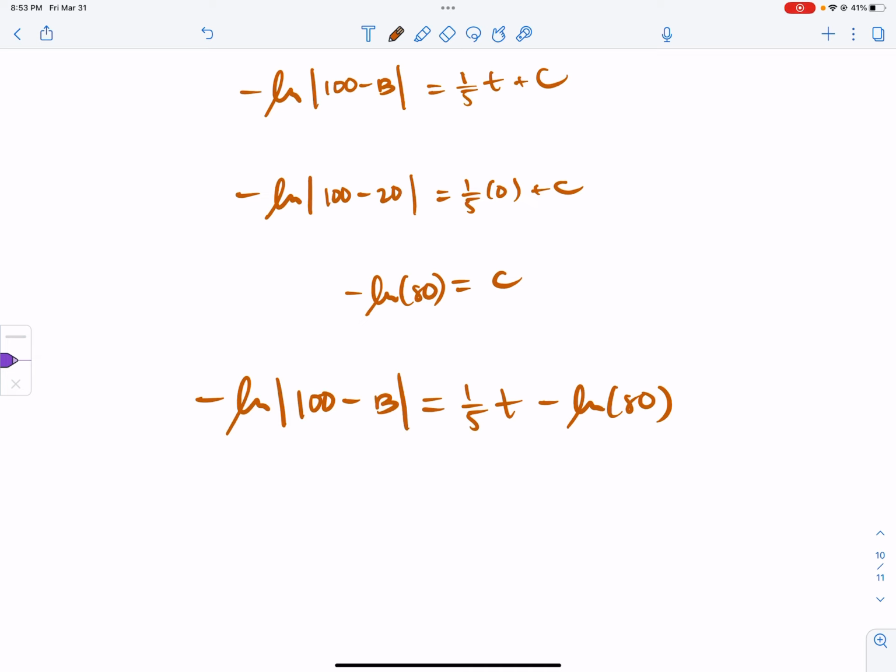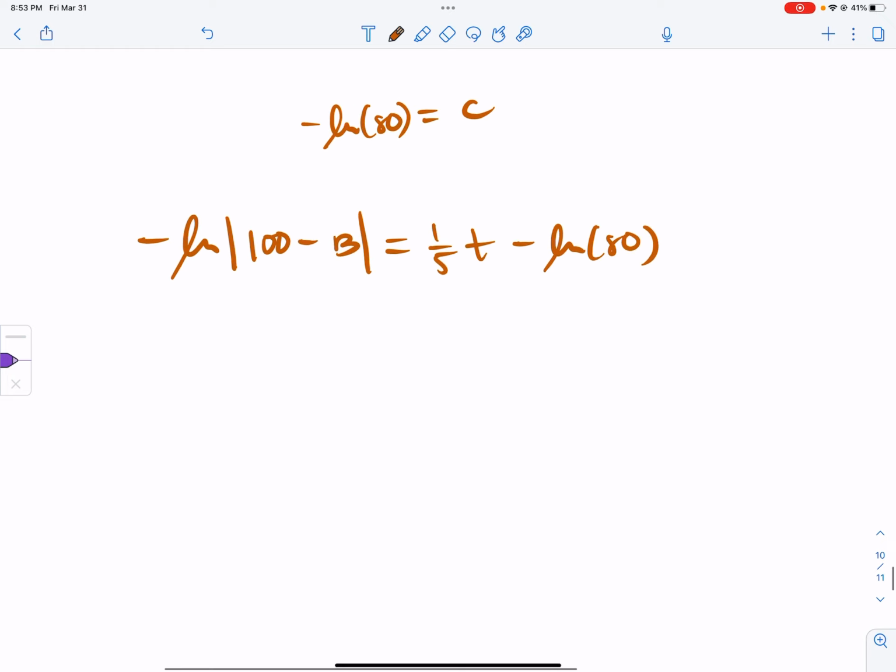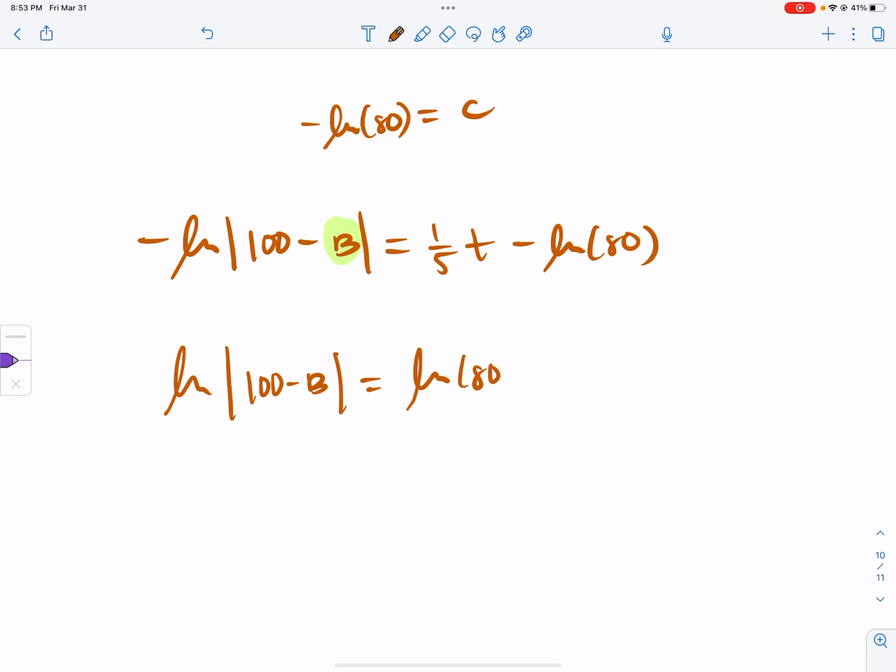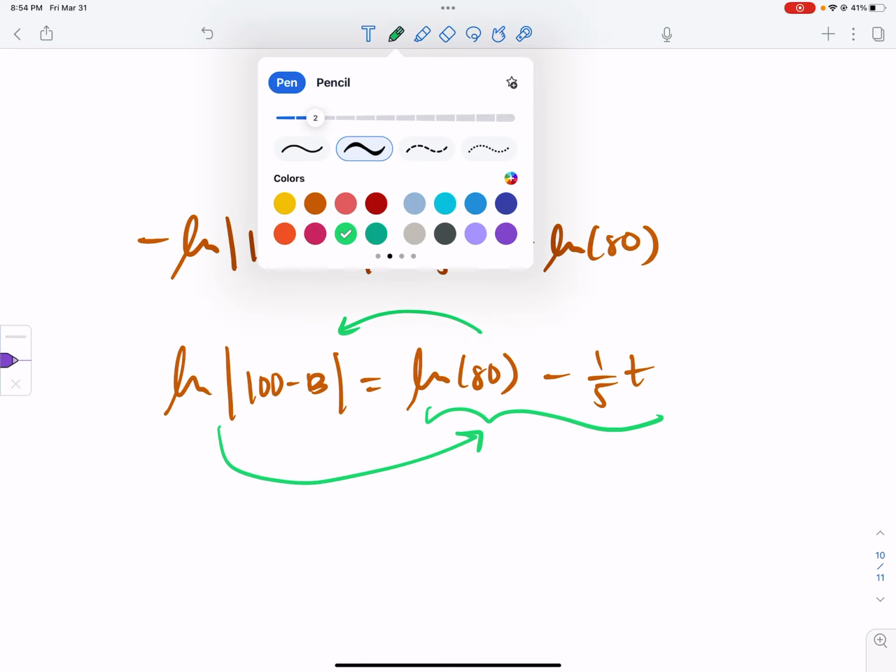And we need to get to the form of y equals, or B of t equals. So we need to isolate B. We're trying to get to B. So I'm going to multiply by -1 on each side. So that'll be ln of 80 minus 1/5 t. And now rewriting in exponential form, e to this power is equal to the absolute value of 100 minus B.